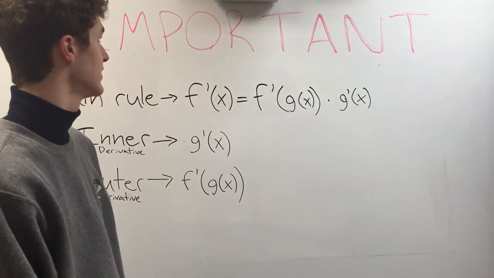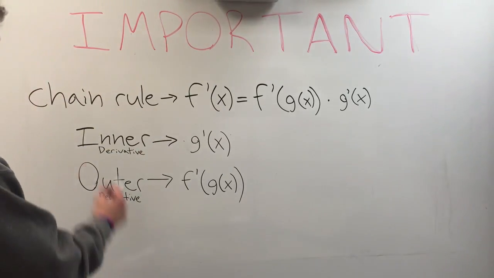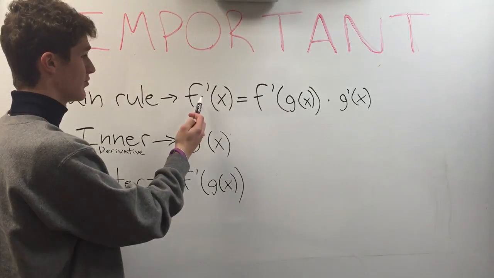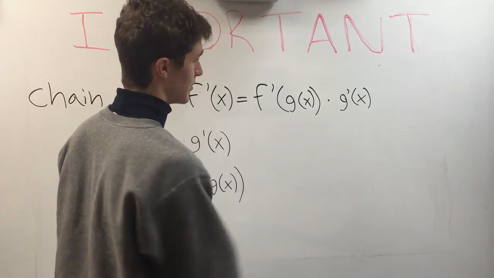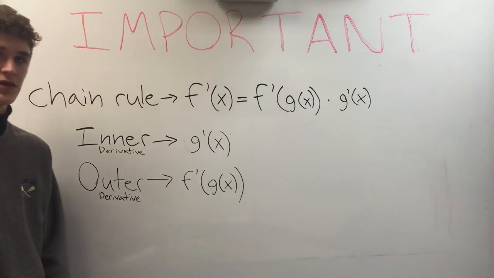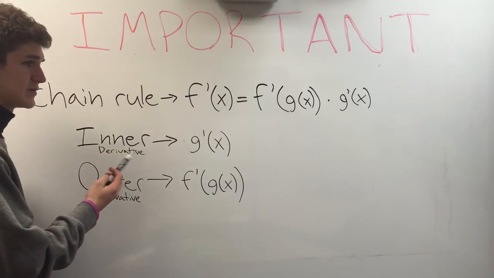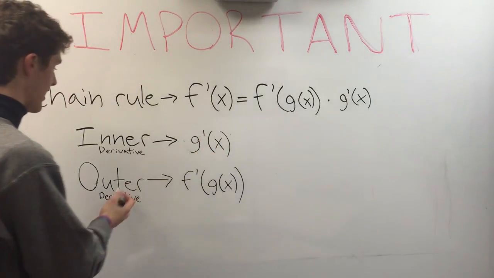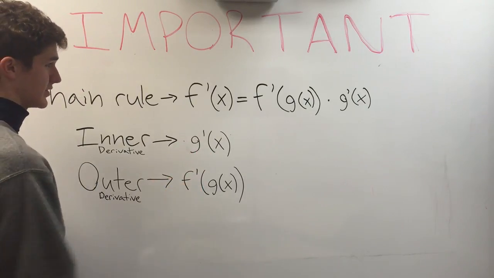Just before we begin the lesson, some important terms to know so that you can follow along easier. Just remember the chain rule, which is the derivative of what you're solving for, f prime of x, is equal to f prime of g of x times g prime of x. We're also going to use the terms inner and outer layer. The inner derivative is interchangeable with the symbols g prime of x, and the outer derivative is interchangeable with the symbol f prime of g of x.